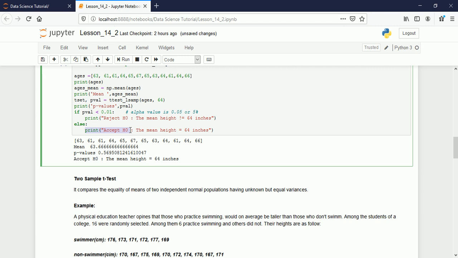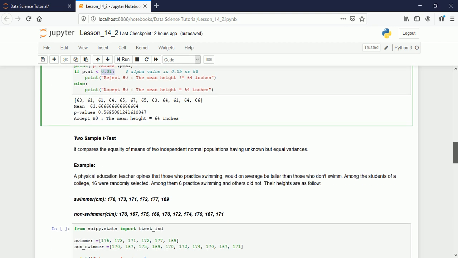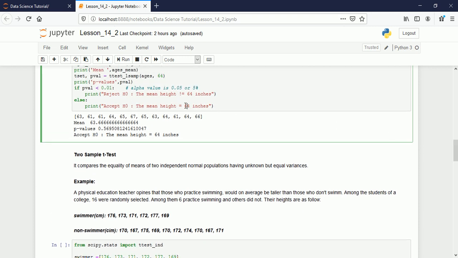If you are accepting, so what is the result? Then we say, yeah, the mean height is equal to how much? 64. It is valid, we accept that. The mean height for this sample is 64, for the significance level of 0.01, which was given here as 10%. Then we say the null hypothesis is accepted here, and we reject the alternative, and the result we say the mean height is equal to 64, and it is valid.